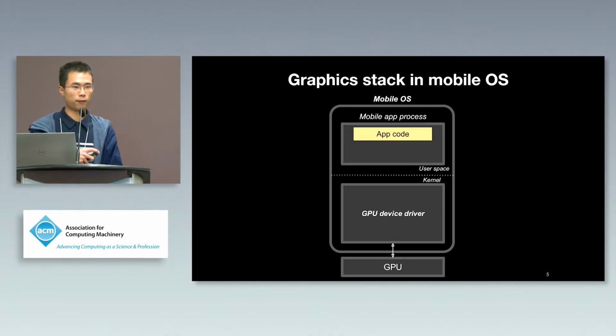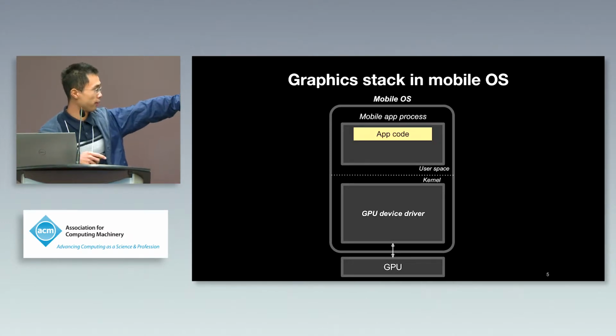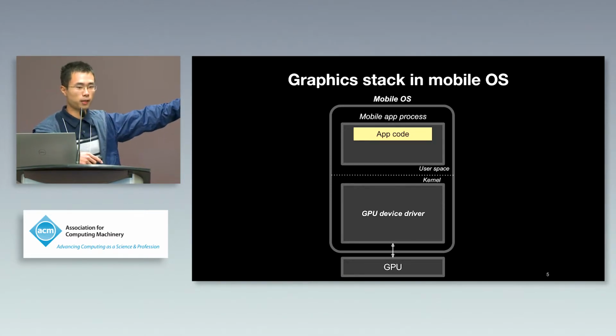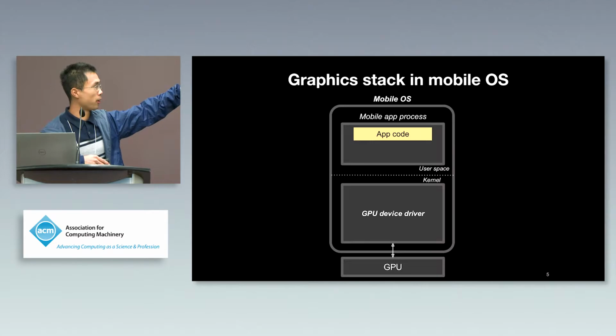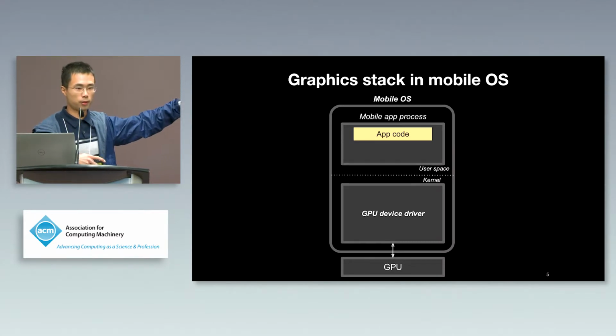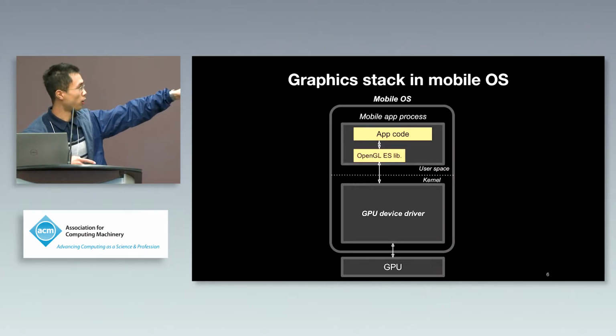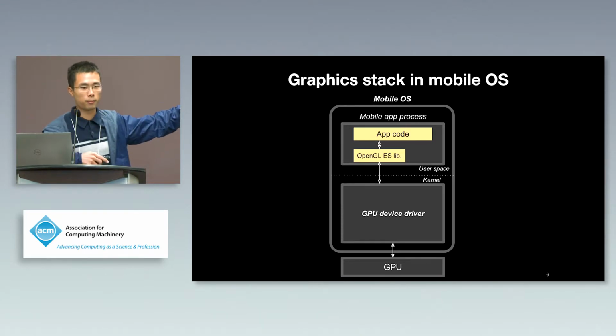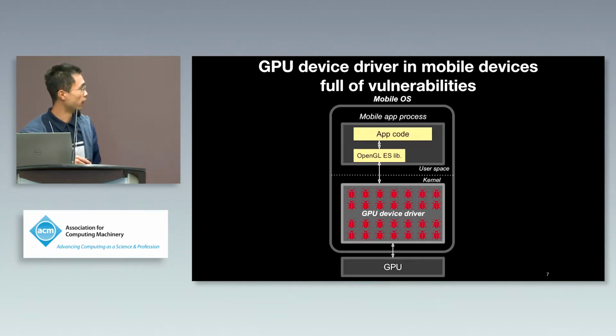This is how the graphics stack in a mobile OS works. In kernel mode, we have the GPU device driver, and in user mode, there's an application. The app code that wants to do 3D graphics rendering will call the APIs in the OpenGL ES library, and the library will communicate with the device driver in kernel mode. But unfortunately, the GPU device driver is full of vulnerabilities.